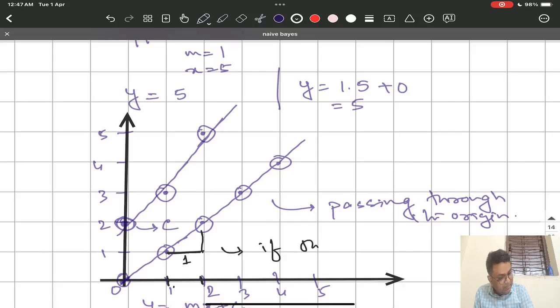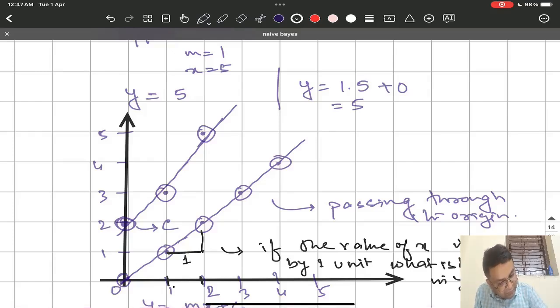If the value of x is changing by 1 unit, what is the change in y? Where is the y? This part is the y. Can you see this line? This one is known as the slope or gradient or m, what we are saying.